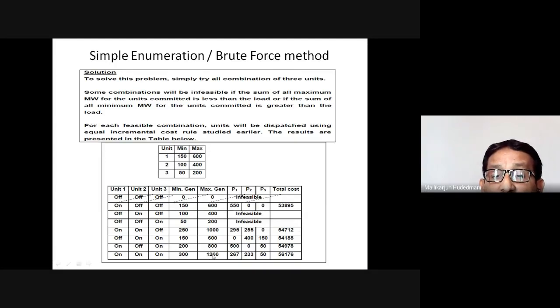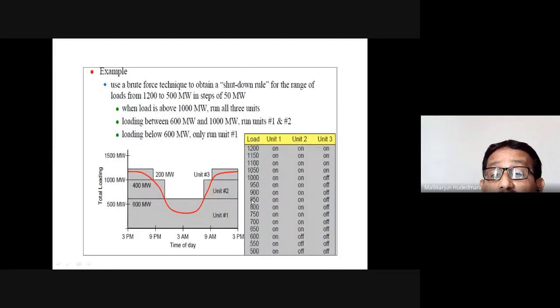Suppose the load is falling, 50 megawatt, 1150. Still you require all of them, from 1200 to 800, and later you require all three on. The other way I go: when the load is 550, I can run one. When the load is more than 600, I have to combine another unit. In this way, this is drawn. When the load is 500, only machine number 1 is on, the rest are off. When the load is 550, only one can serve. When the load is 600, only one can serve. When the load is more than 600, machine 1 cannot deal with this. Then I have to combine these units.